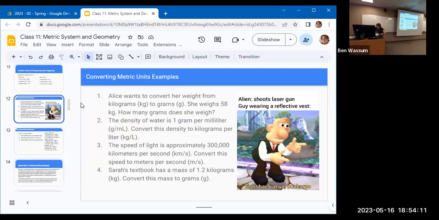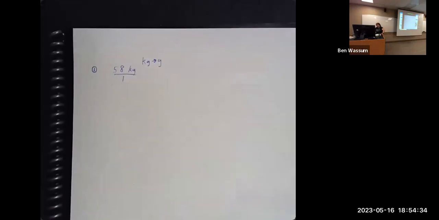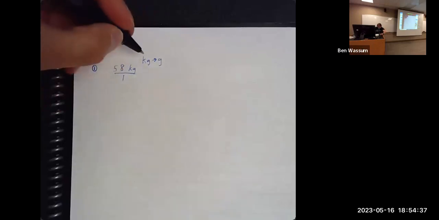So number one, Alice wants to convert her weight from kilograms to grams. She weighs 58 kilograms. How many grams does she weigh? All right, I'm just going to write down one at a time. So we're converting this thing to grams. So what we'd want to do is we're going to multiply by a conversion factor. We'd have kilograms down here and grams up here.